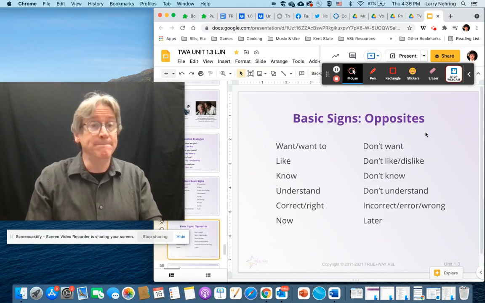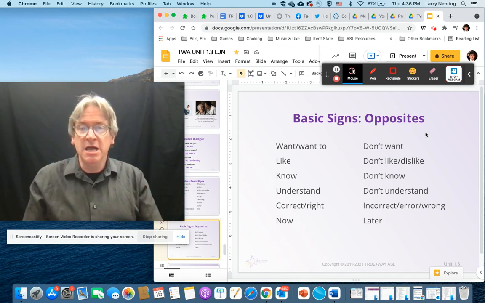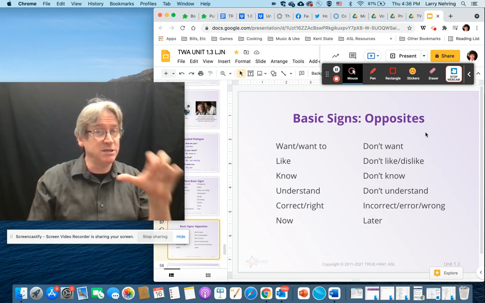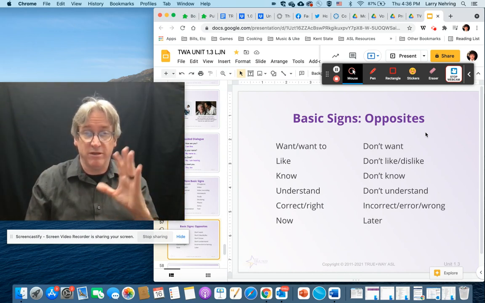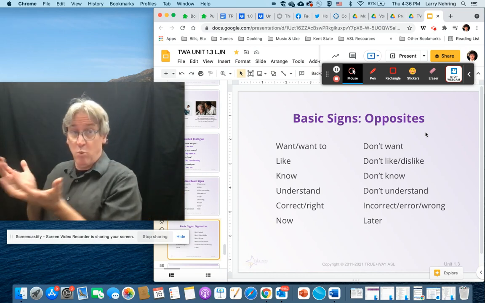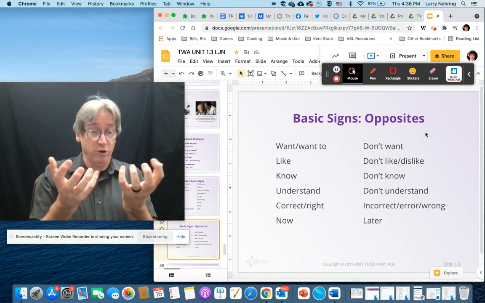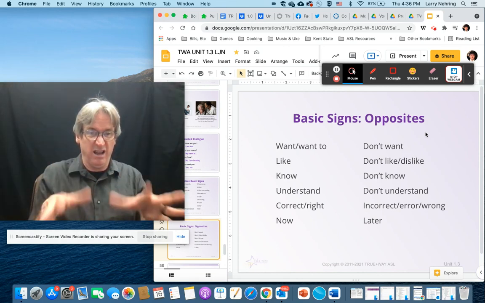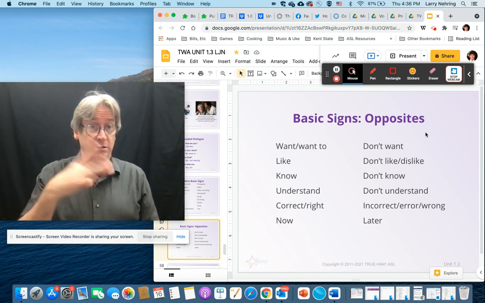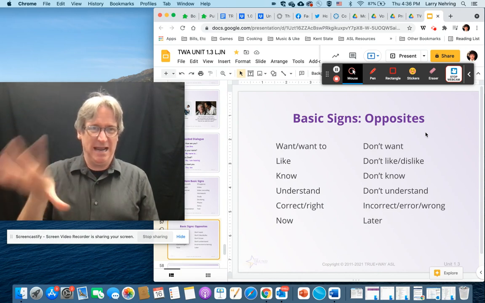Okay. Want. Now these are opposites. With most other signs, we just use not or no to pair up with them. But these have their own signs. So we'll start with those. We've got want. Think of a little kid taking whatever they want. Want. And don't want, where you grab it and go, ew, I don't want that. Like picking lint off your shirt, right? And then going, ew, I don't like that.